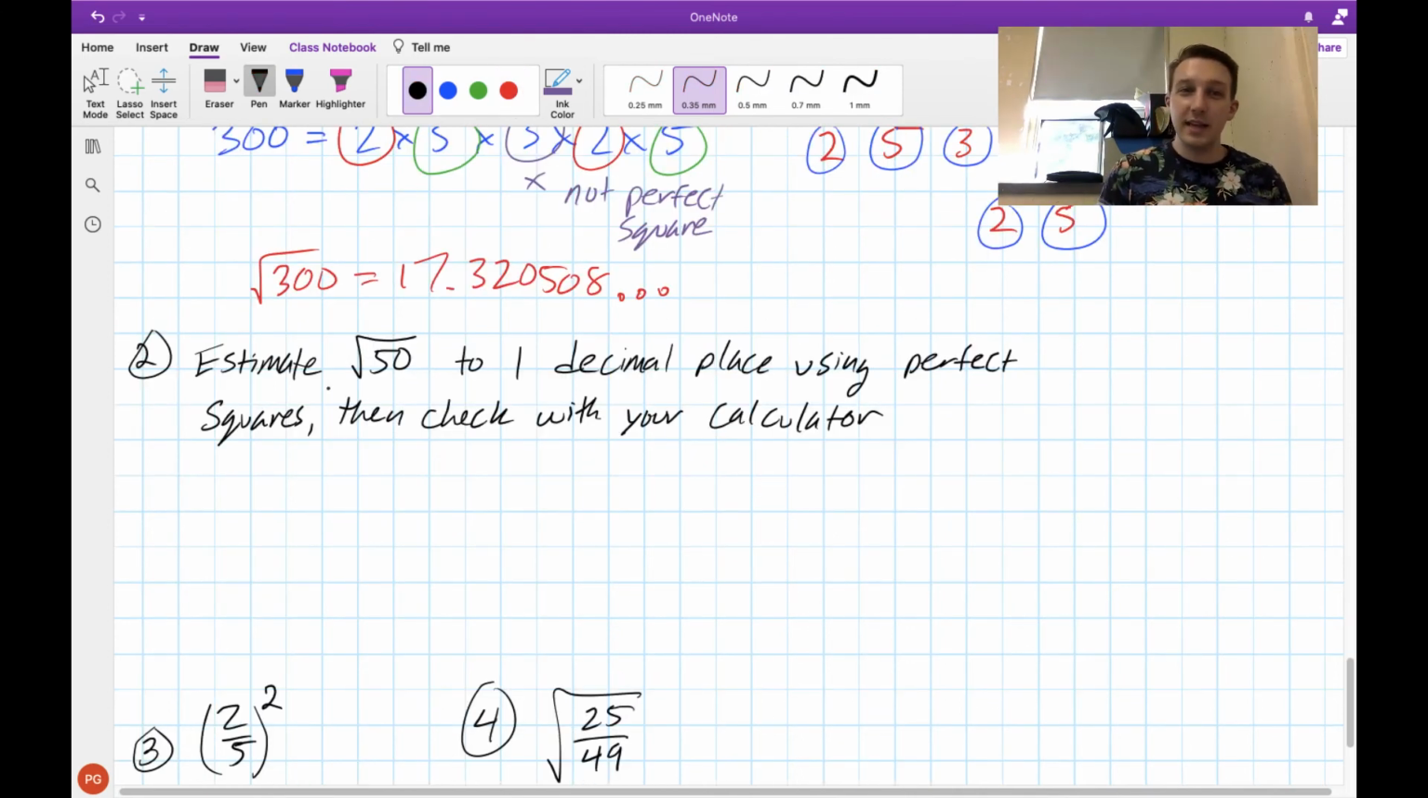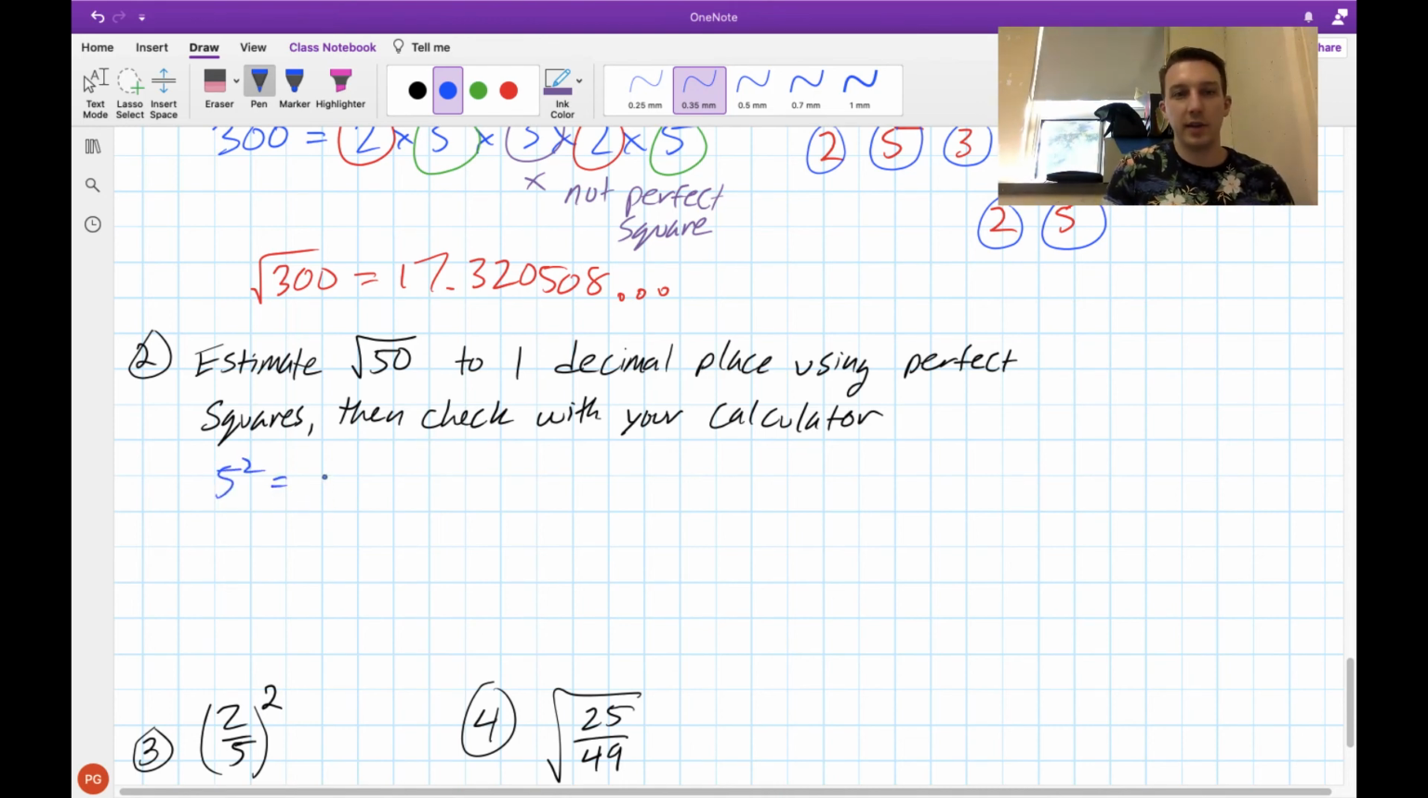All right, for this next one, we want to estimate this. We're told that it's not a perfect square because we're being told to estimate it and then check with our calculator. So in order to estimate it, the method that we use is we find what 2 perfect squares are on either side of it. So looking at 50, let's try out some numbers and see if we can figure out where it fits between. So let's start off with 5 squared.